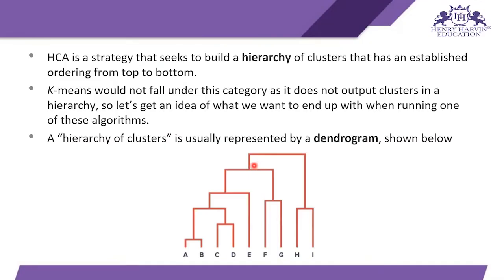HCA, the acronym for the hierarchical clustering algorithm, is a strategy that seeks to build a hierarchy of clusters that has an established ordering from top to bottom. K-means would not fall under this category as it does not output clusters in a hierarchy. So let's get an idea of what we want to end up with when running one of these algorithms. A hierarchy of clusters is represented by a dendrogram, shown below.